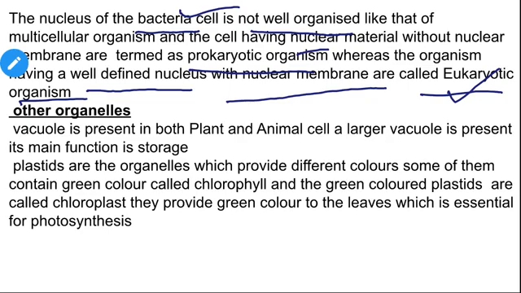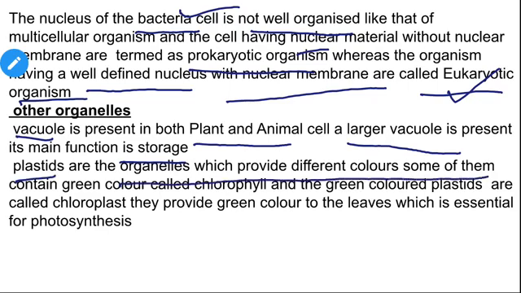So the other organelles that are present inside the cell include your vacuole, which is present in both animals as well as plants. The vacuoles are larger in cases of plants, and its main function is storage. Plastids are the organelles which provide different colors. Some of them contain green color called chlorophyll. The plants you are observing as green are due to the presence of the chlorophyll, which helps in the preparation of the food, and the process is known as photosynthesis.